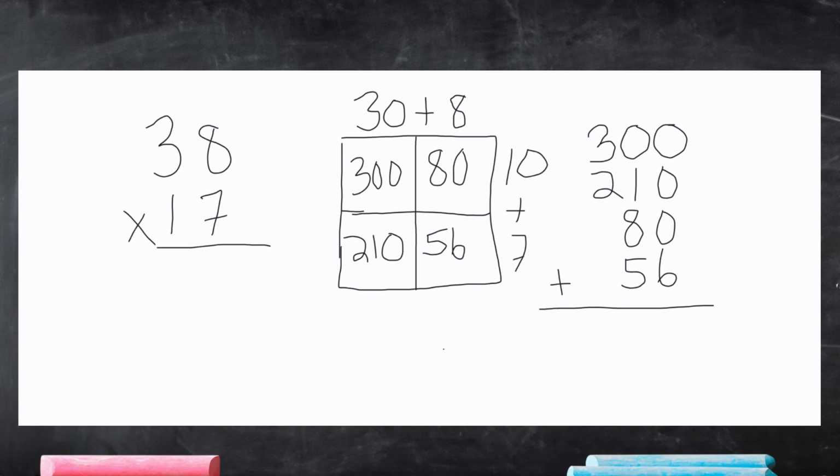And once we're done adding all this together, we're going to get 6 in the ones place. Then we're going to get a 4 in the tens place and carry our 1, which will give us 6 in the hundreds place, giving us a final product of 646.